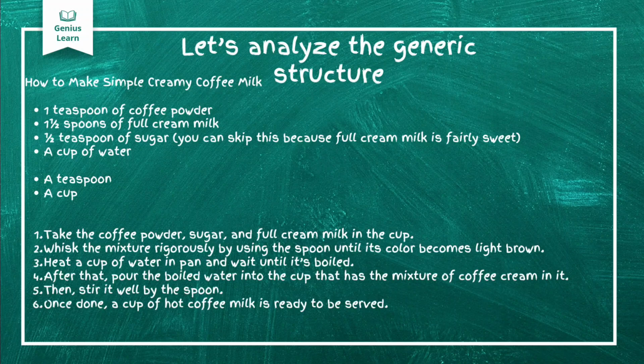The first one is take the coffee powder and then sugar and full cream milk into the cup, and then whisk the mixture vigorously using the spoon until its color becomes brown, and then heat a cup of water in a pan and wait until it's boiled. After that, pour the boiled water into the cup that has the mixture of the coffee cream in it, and then stir it well with the spoon. And then once it's done, a cup of hot coffee milk is ready to be served. So let's analyze the generic structure together.